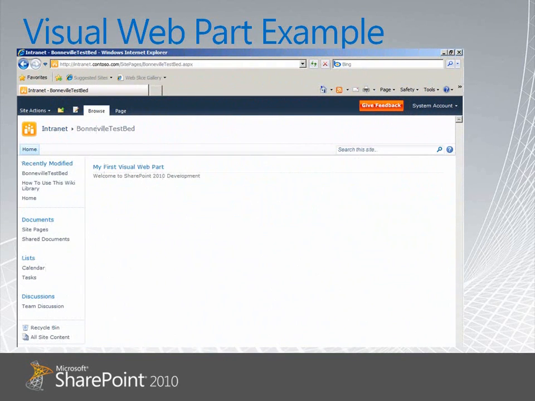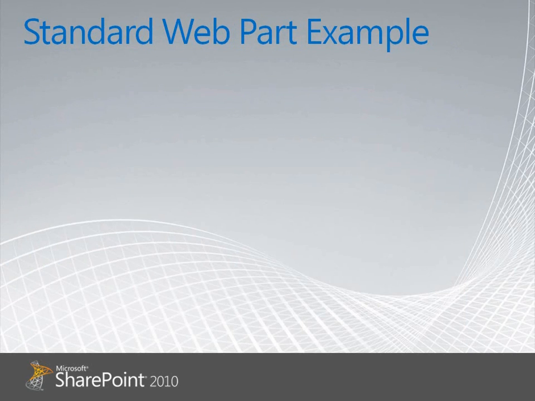Now we can deploy our web part very straightforwardly by pressing Ctrl and F5 from Visual Studio, which will package and deploy the web part, and we can add it to a web part page with a very few simple clicks. So this is what our web part looks like. We have our message that says welcome to SharePoint development. So let's take a look at a standard web part example now.